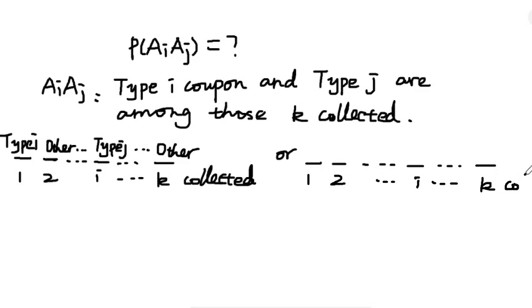So those are still the K collected. So you might have this is the others, and then you choose the second one is type I, and then the other, okay, the other. This is type J, right? So you have several combinations when you choose type I and type J, right? So that becomes more complicated, right?